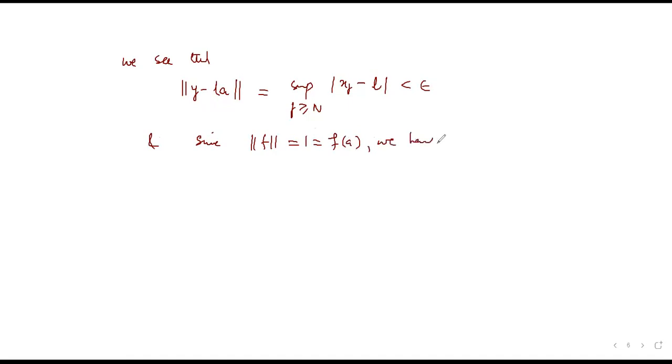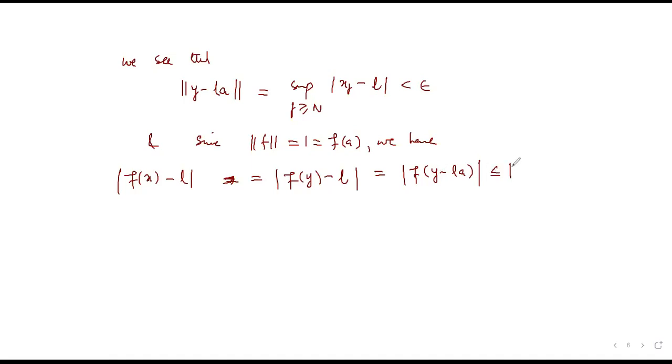have |f of x − l|, which is equal to, जो हम प्रूव कर चुके हैं, f of x is equal to f of y. In this case, it is equal to |f of y − l|, which I can write as |f of (y − la)|. Why? Because f of a is equal to 1 and f is linear. Now, since it's a bounded linear function by Hahn-Banach theorem, this should be less than or equal to norm of f into norm of y − la, which is less than epsilon, because norm of f is equal to 1, and this is strictly less than epsilon.